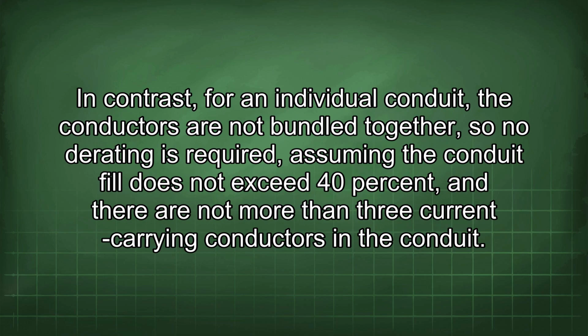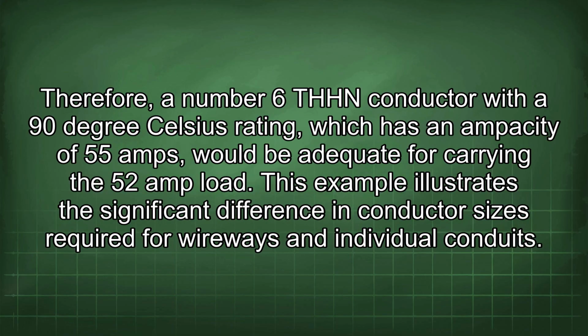In contrast, for an individual conduit, the conductors are not bundled together, so no derating is required, assuming the conduit fill does not exceed 40% and there are not more than 3 current carrying conductors in the conduit. Therefore, a number 6 THHN conductor with a 90°C rating, which has an ampacity of 55 amps, would be adequate for carrying the 52 amp load.